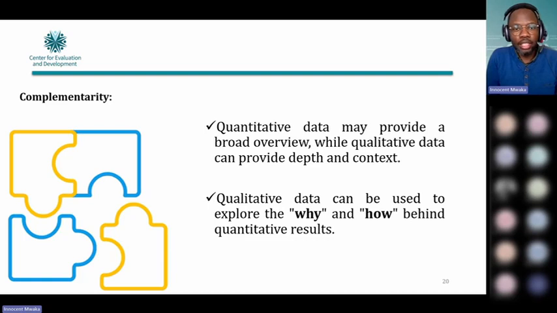So with complementarity, the qualitative data tries to explore a little bit more of the why and how. We all know that in counterfactual evaluation, quantitative approaches are very good at finding impacts. And so sometimes the qualitative data acts very well in enriching the explanations of these impacts and providing a little bit more flesh to the numbers, if I may say.